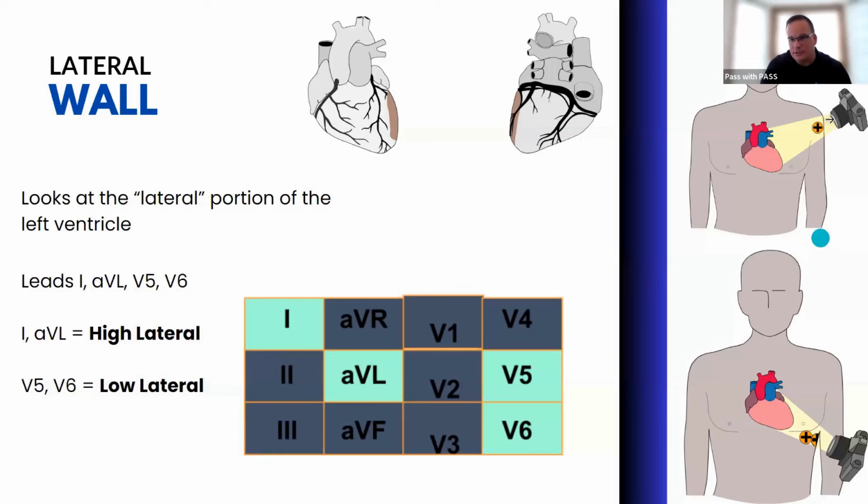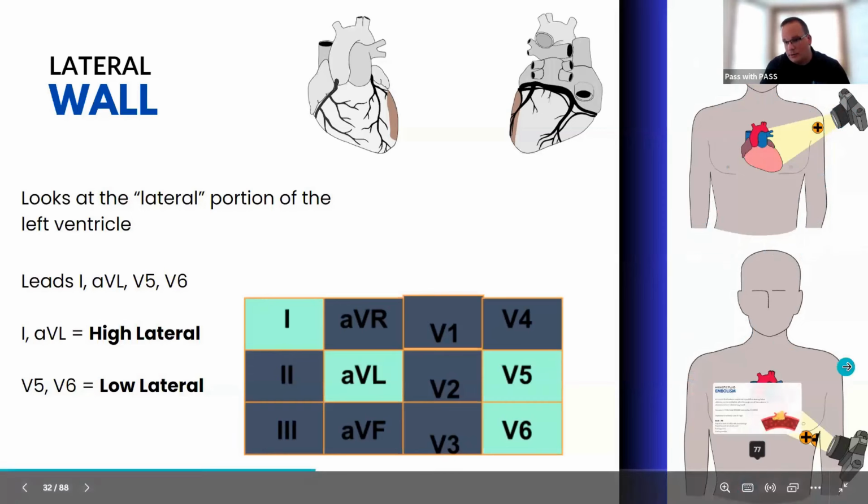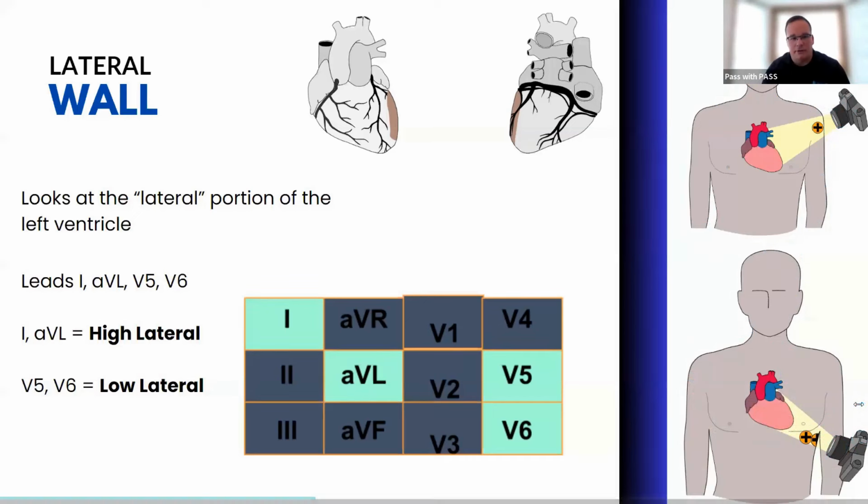And this is demonstrated here by the 2 pictures on the right side of the screen. The top picture shows a camera taking a picture of that left ventricle from like the patient's shoulder, that would be looking at leads 1 and AVL, or the high lateral portion of the wall. V5, V6, or the low lateral portion of the wall, would be this camera angle down here, looking at the bottom of the lateral wall.